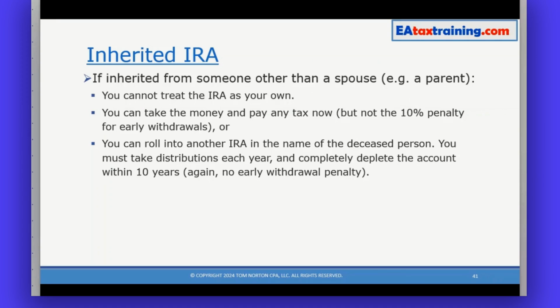Or instead of doing that, you can roll it into another IRA in the name of the deceased person. But if you do that, you must take distributions each year, and you must completely deplete the account within 10 years. But again, you don't have to worry about any early withdrawal penalties. So those are your options. Take the money, pay the tax, or roll it into another IRA in the name of the deceased person, and then you have to take distributions each year and completely deplete the account within 10 years.